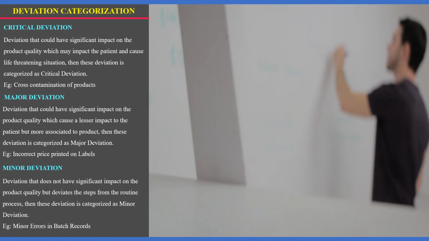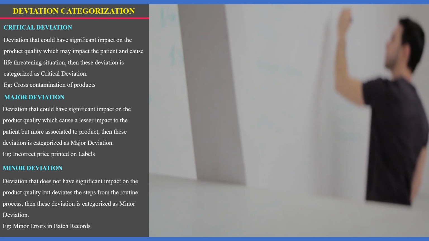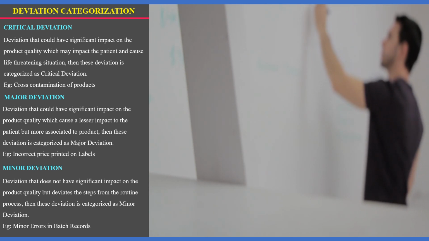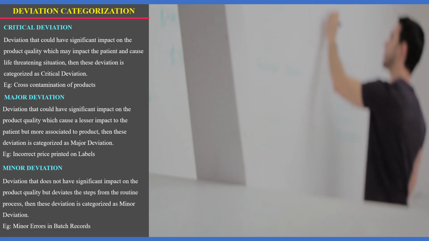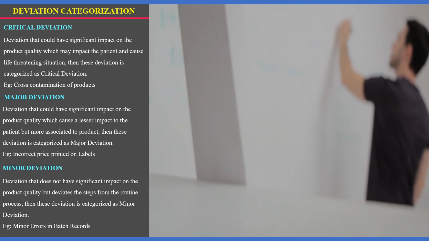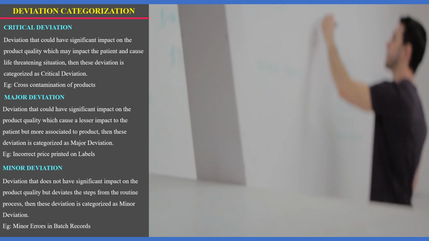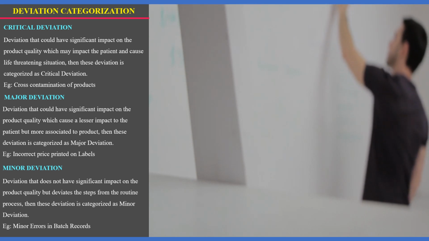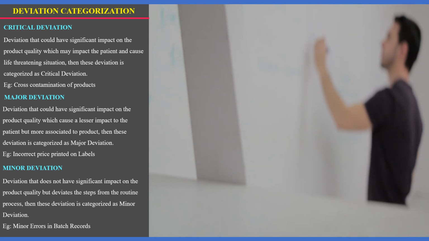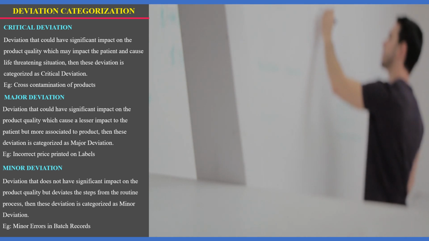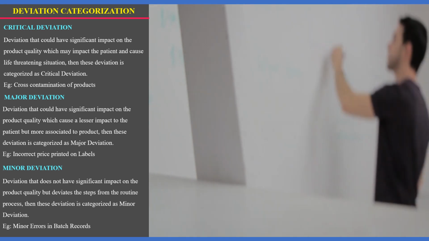So the deviations are categorized into three categories. First is the critical deviation, in which the deviation may result in a life-threatening situation, for example cross-contamination of product. Second is the major deviation, in which the deviation may have a significant impact on quality, for example incorrect price printed on a label. The third is the minor deviation, in which the deviation results in a lesser impact compared to the other deviations, for example minor errors in batch records.